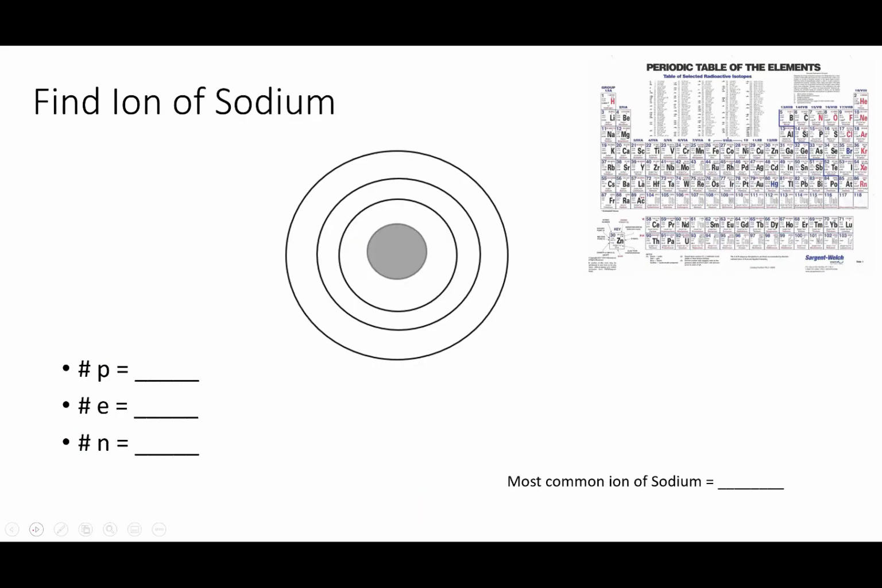So we're going to find the most common ion that's produced by sodium. Keep in mind, atoms make ions in an attempt to have a full octet or a full outer energy level. This is back to that octet rule. Atoms do everything they do in order to become stable. So that's the background, that big idea that we are working on.